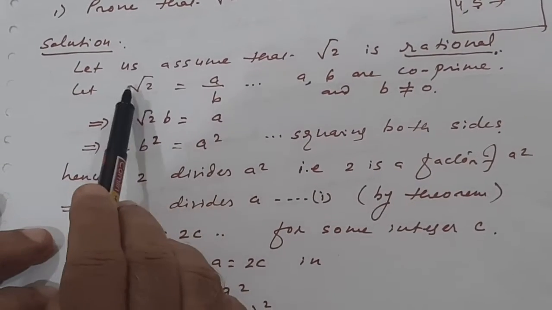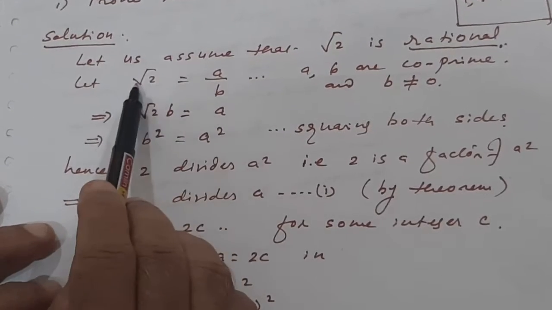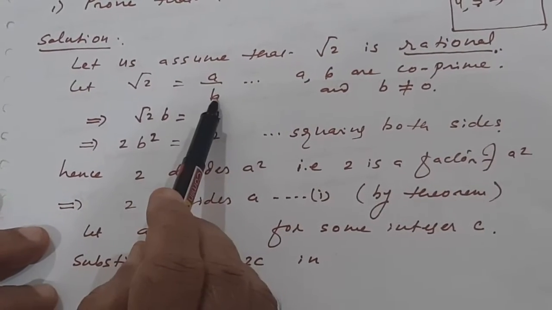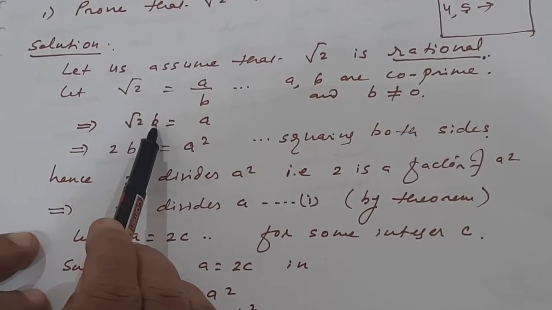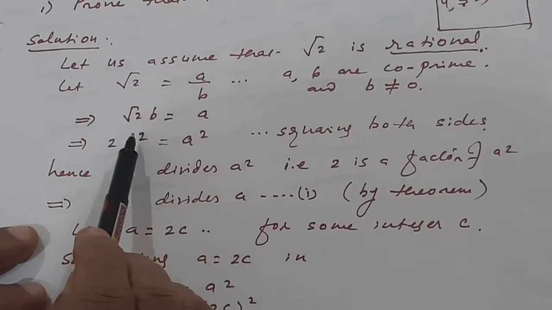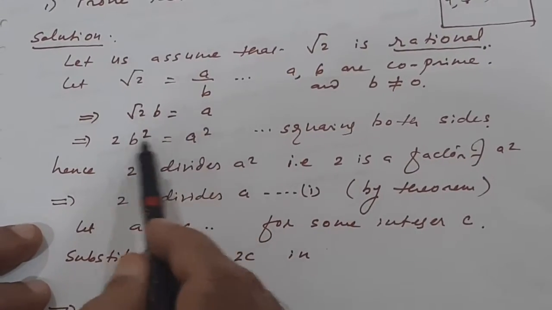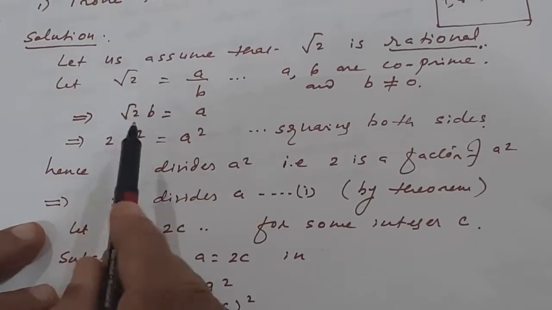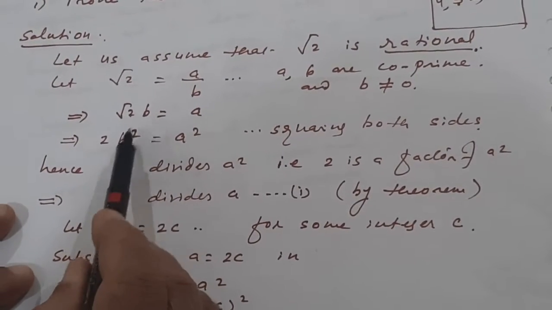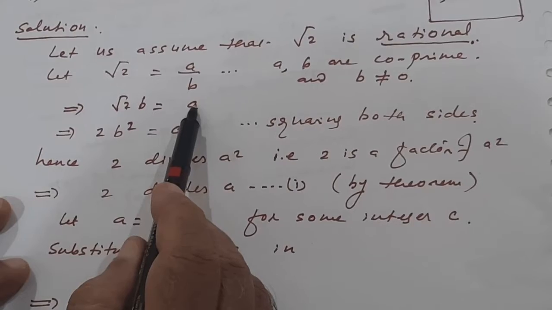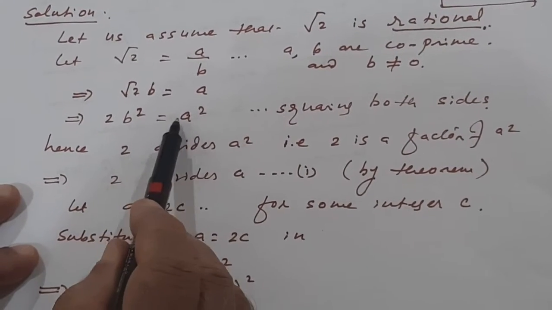B will be taken to the left hand side, so B will be multiplied by root 2. This is called multiplying by B. So root 2 B equals A. Now squaring both sides. What is the square of root 2? 2. What is the square of B? B square. And what is the square of A? A square. Now 2B square is equal to A square.